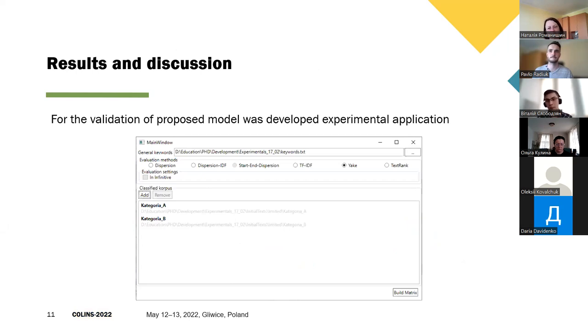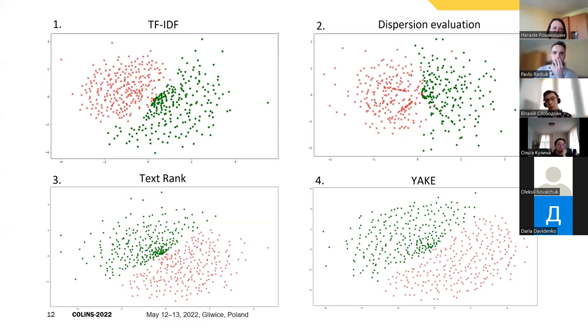For validation of the proposed model, an experimental application was developed. We used a 1,500-word vector and two corpora. Each of them contains 200 texts and 500 words for each text. It's enough to use two categories to validate the proposed model and conduct experimental research because the research goal is binary classification. The research was conducted for four methods, and the results for each of them are presented on the slide. The first and second pictures present results for the TF-IDF method and the dispersion relation method. As you can see, the division of classes is not clear, and there is even intersection of classes. So these methods show a satisfactory result.